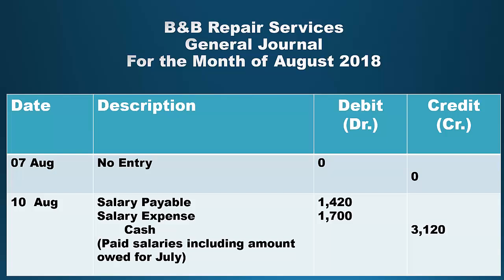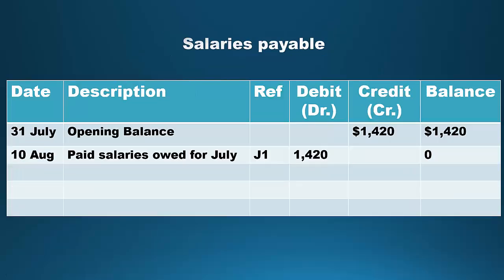Posting to the ledgers: salaries payable ledger. 1. Date, write the date, August 10. 2. Narrative, add the narrative, paid salaries owed from July. 3. Reference, include the journal reference, J1. 4. Amount, enter $1,420 in the debit column. We debit salaries payable because liabilities decrease when they are paid off.